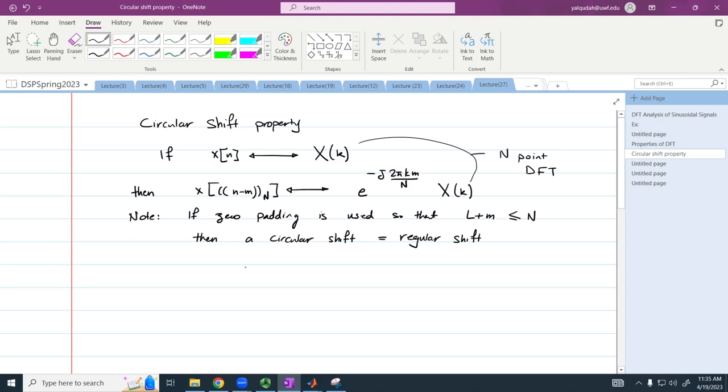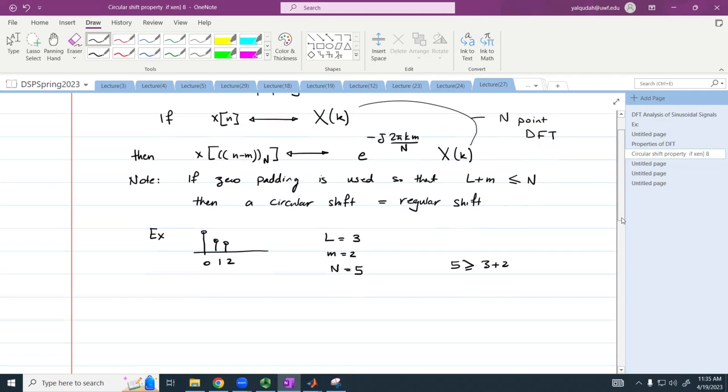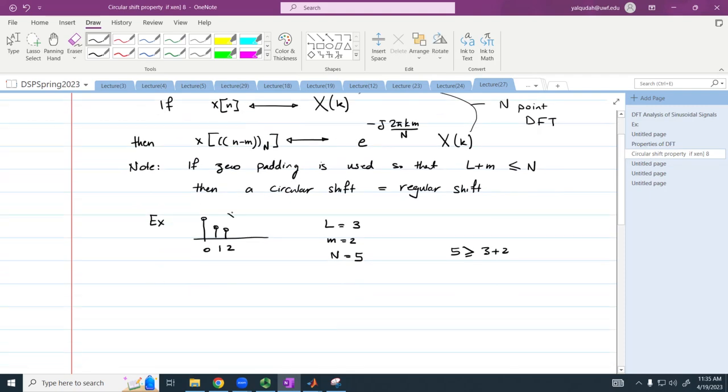So for example, if I have a sequence that looks like this, 0, 1, 2, so the length of the signal is 3, and I'm going to shift it by 2, and N is equal to 5. So 5 is greater than or equal to 3 plus 2. Then, if this is x of n, I plot x of n minus 2 to the 5.